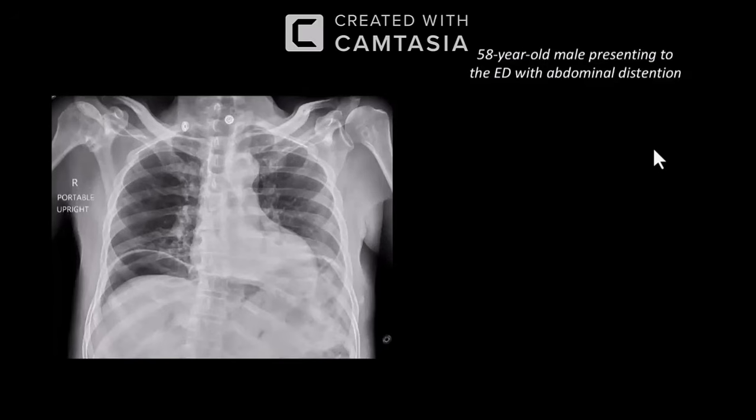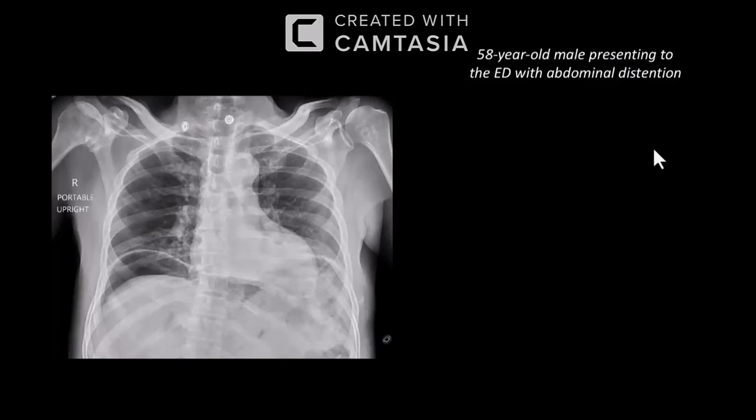This is an upright chest radiograph of a 58-year-old presenting with abdominal distension. The first thing I can see as an abnormality is that there appears to be air under the right hemidiaphragm, suspicious for pneumoperitoneum. Also there appears to be air under the left hemidiaphragm, though this is less obviously appreciated.